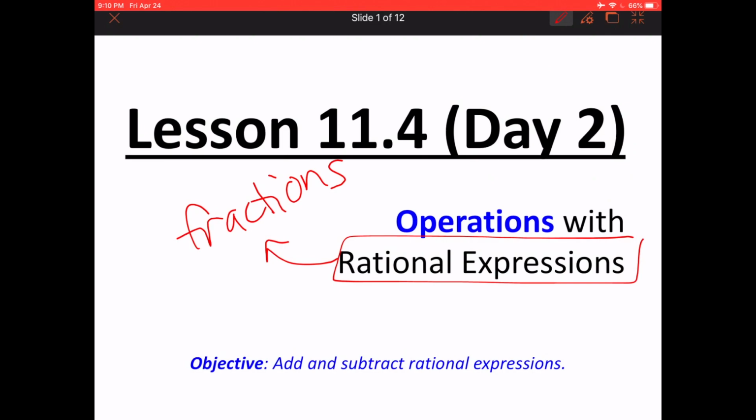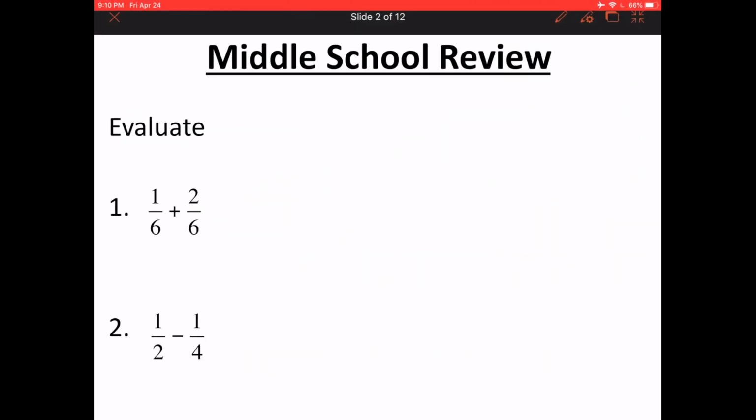Now today what we're going to be doing with these fractions is adding and subtracting them. So adding and subtracting is going to be harder than multiplying and dividing, all right? So let's get started. Just to remind you how we add and subtract traditional fractions that only have numbers in them. Okay, this is what you guys did almost all of middle school.